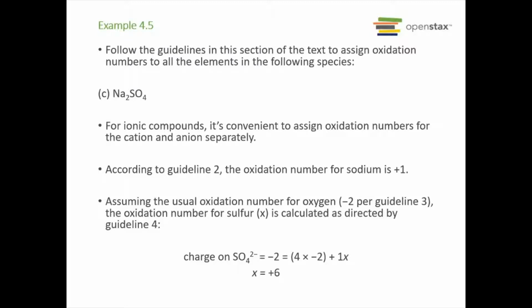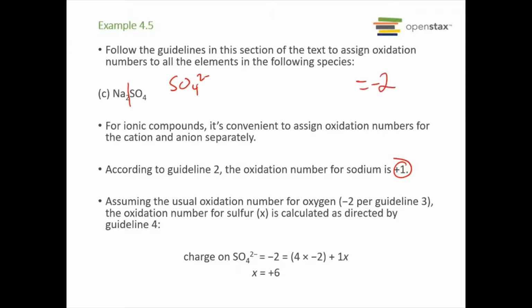All right, Na2SO4. So let's do this kind of separately. Let's separate this into the cation and anion. So sodium is a group 1 metal, therefore its oxidation number is the same as its charge. So sodium ion is +1. There we go. And SO4 has an overall charge of -2.